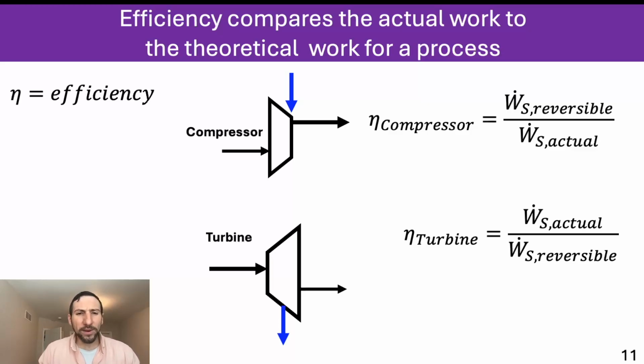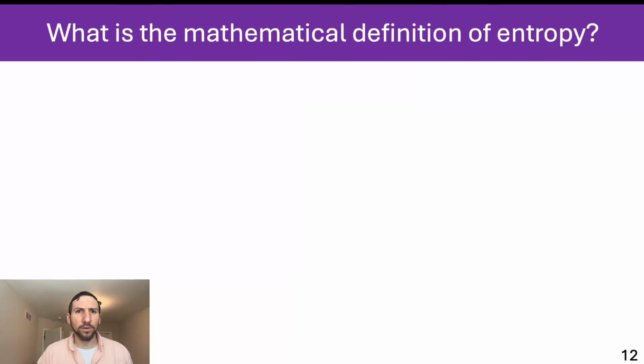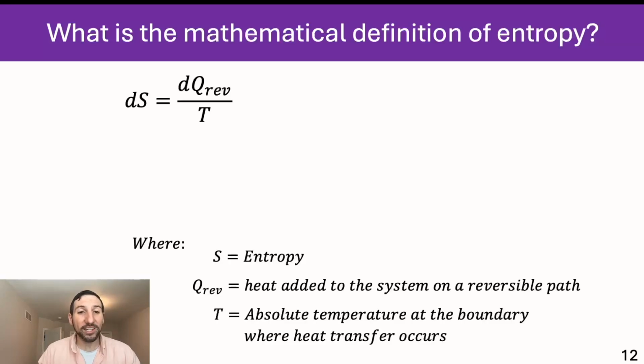So we've talked about reversible processes. We've talked a little bit about the second law of thermodynamics, and we've started broaching the subject of entropy. So what is the mathematical definition of entropy? In this case, we have dS equals dQ reversible over T, where S is entropy, Q reversible is the heat added to the system on a reversible path, and T is the absolute temperature at the boundary where heat transfer occurs.